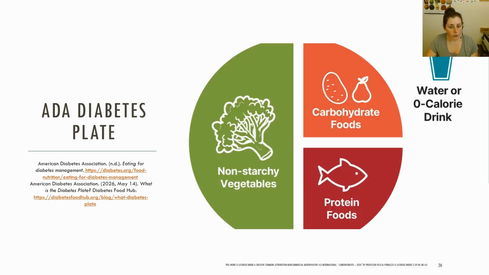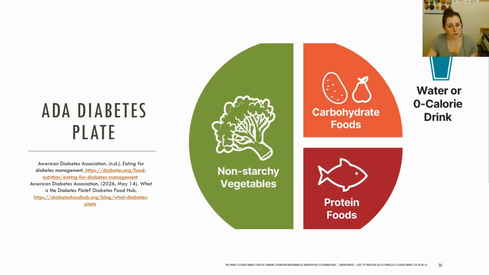Non-starchy vegetables are lower in carbohydrates, high in vitamins and minerals and fiber. With proteins, the goal is to emphasize those that are low in saturated fat and cholesterol. Both animal proteins like fish or chicken can be included along with soy foods like tofu and tempeh.